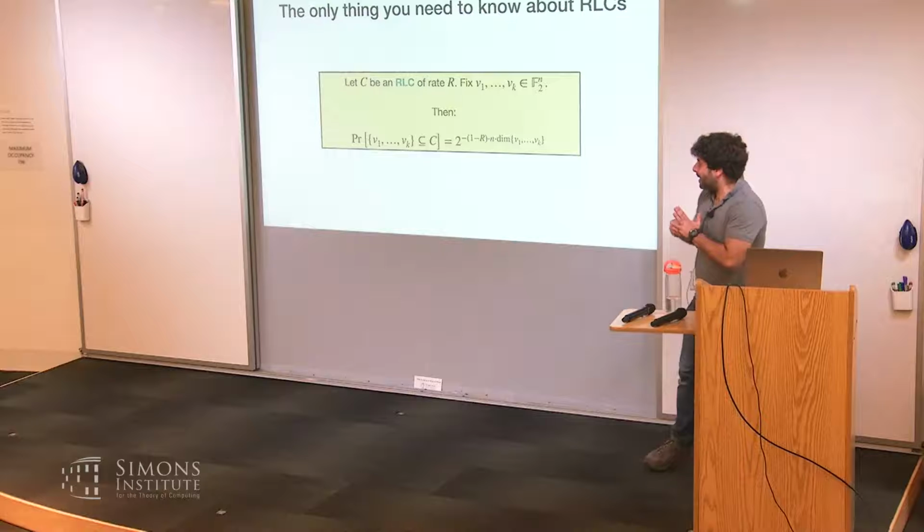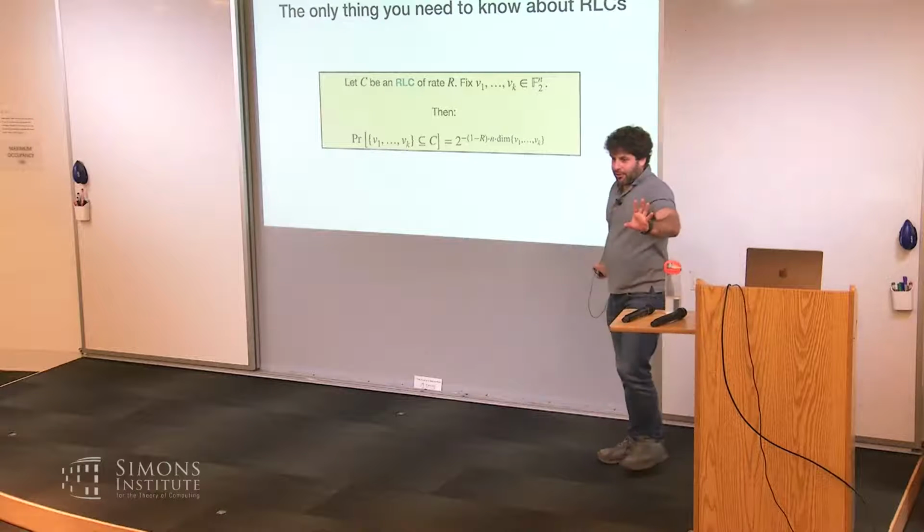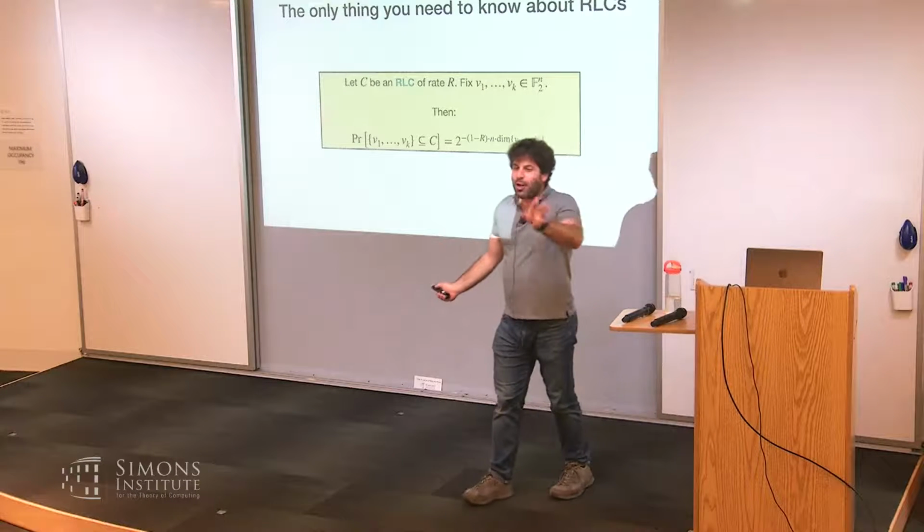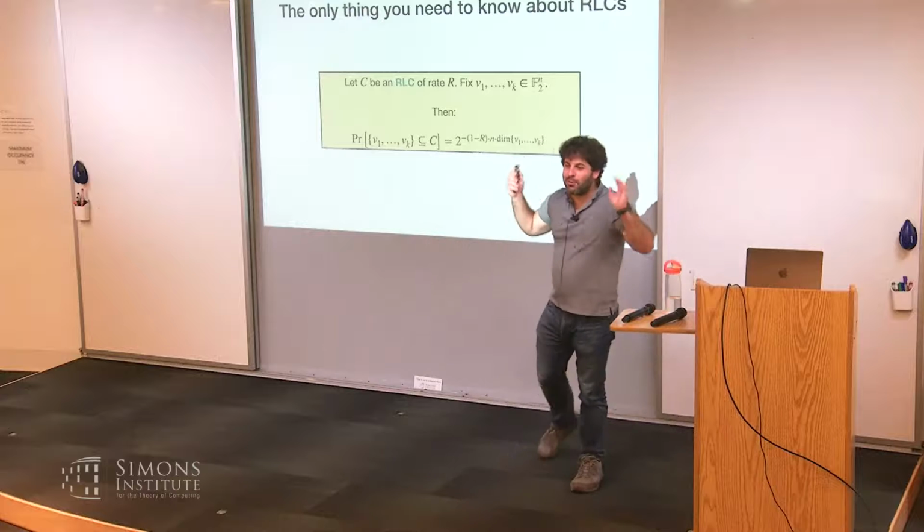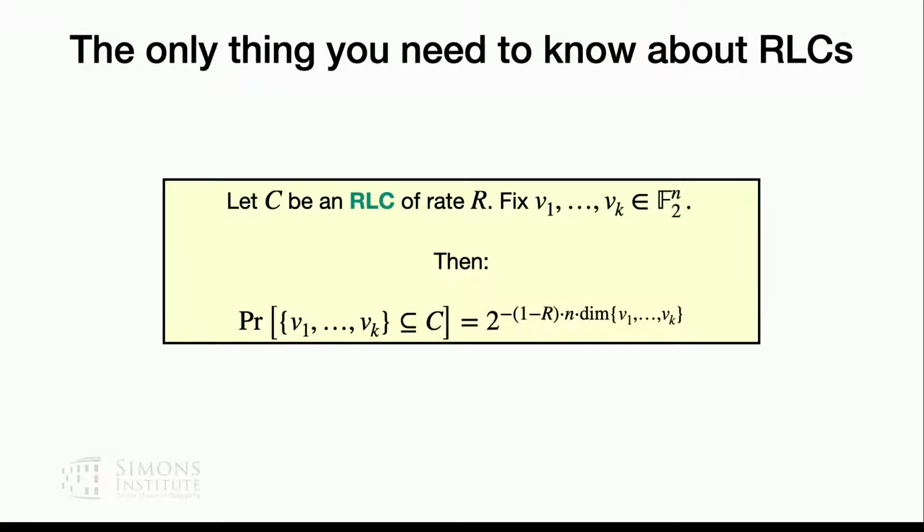Okay. To work with random linear codes, there's one thing you need to know. This is going to be the only thing you need to know about random linear codes: what's the probability that a random linear code contains a set of vectors? I have a set of vectors. What's the probability that a random linear code is going to contain it?